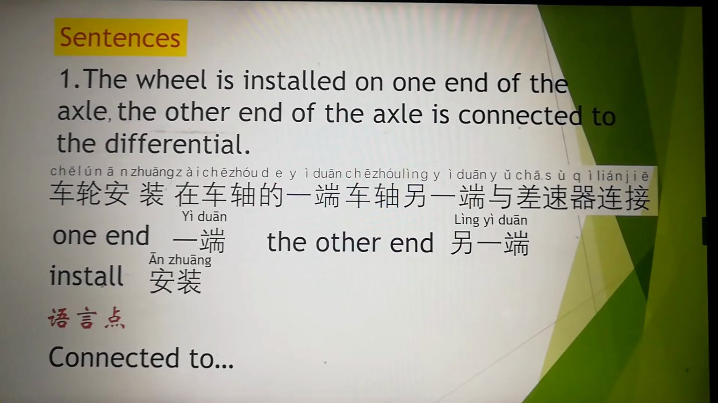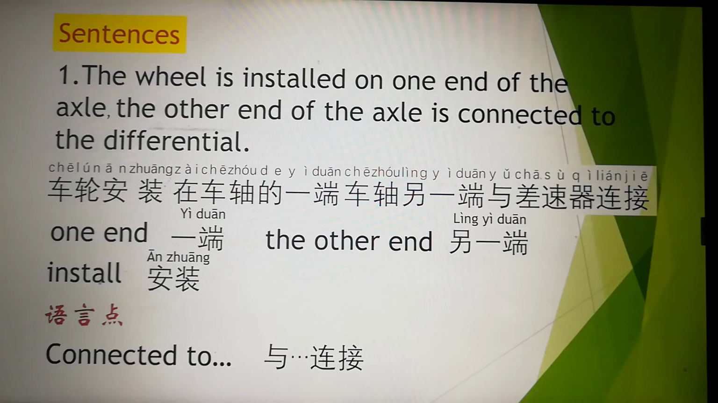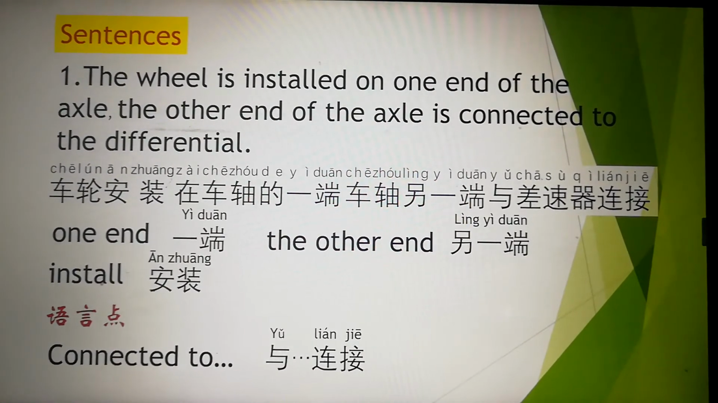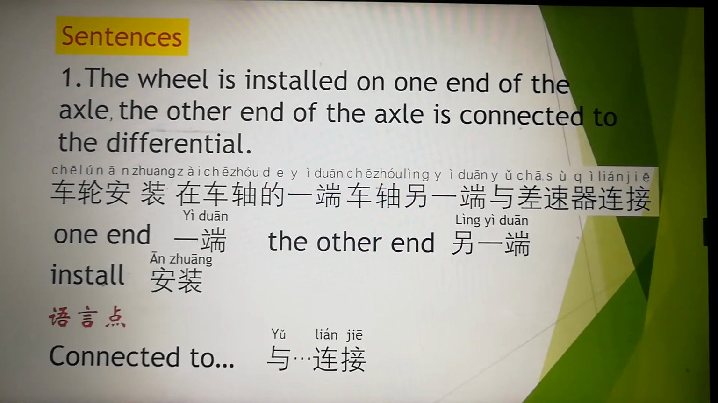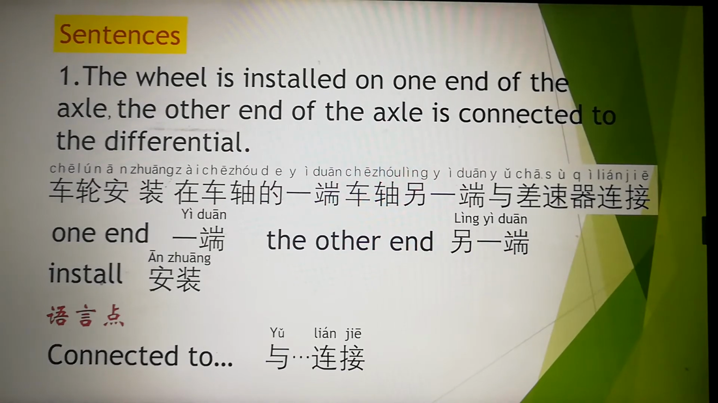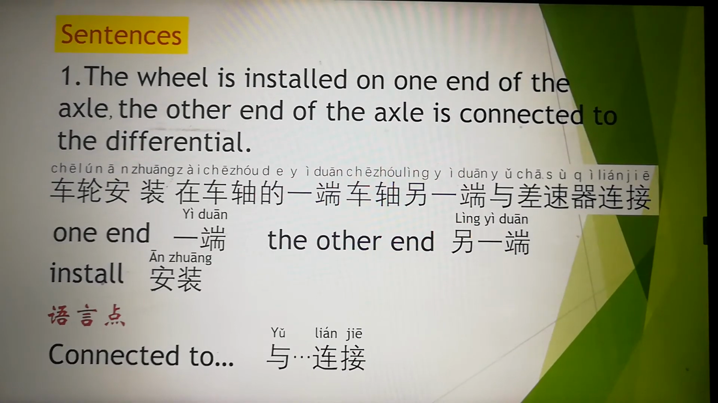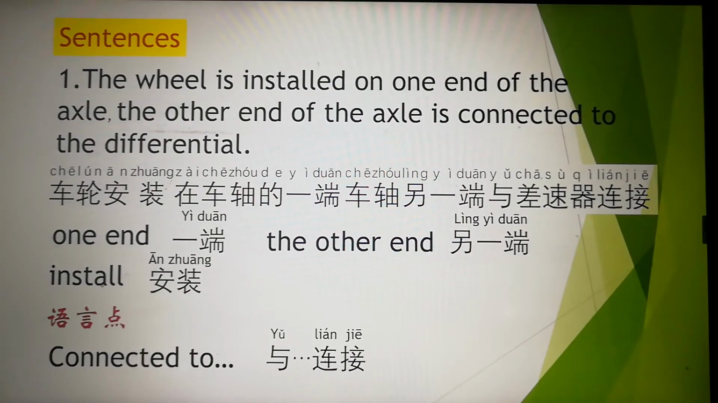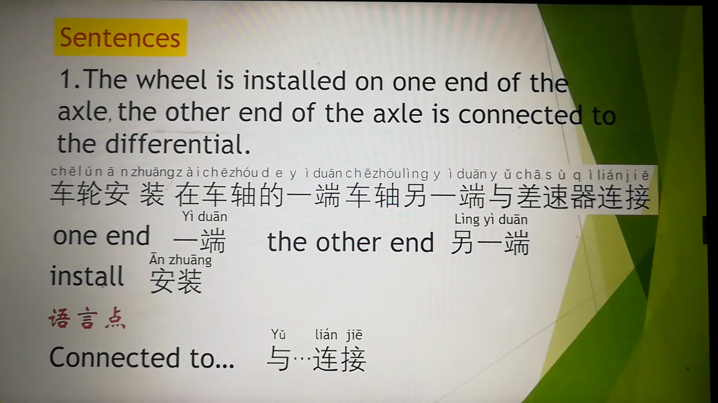Connected to can be expressed in Chinese as 与 something 连接. For example, we can say engine is connected to clutch. In Chinese, we can say engine 与 clutch 连接.